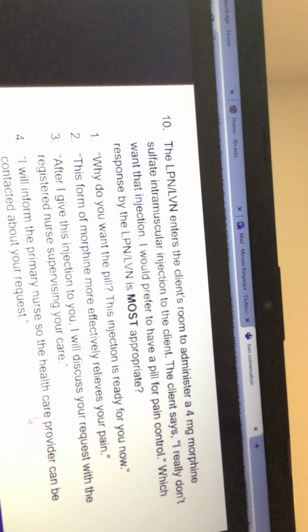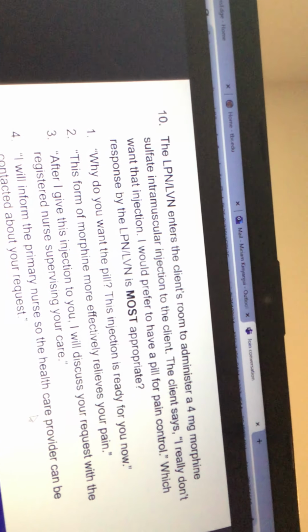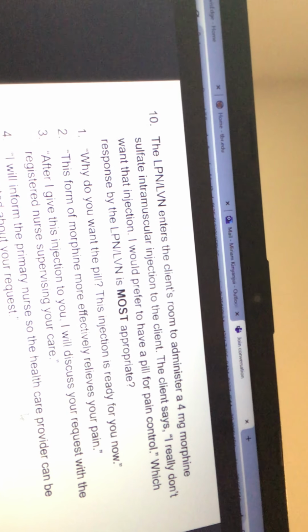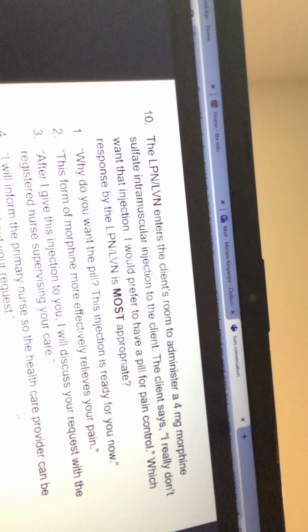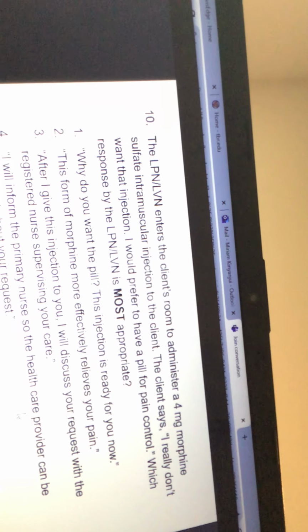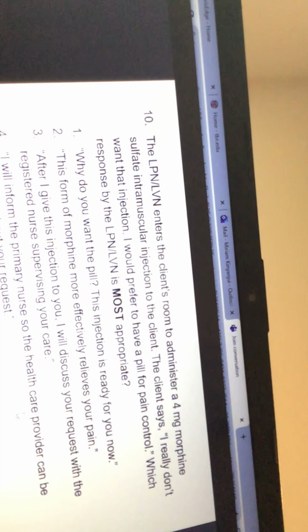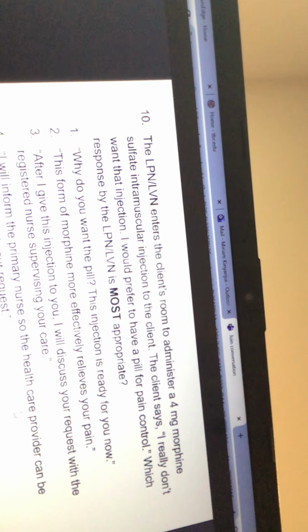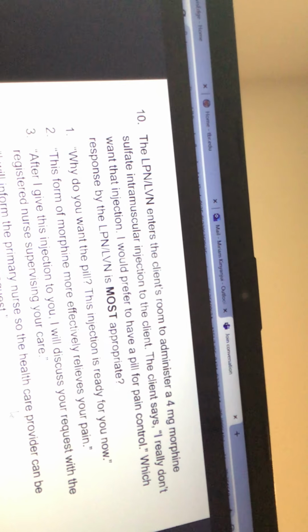The LPN enters the client's room to administer a 4 milligram morphine sulfate IM injection to the client. The client says, I really don't want that injection. I would prefer to have a pill for pain control. Which response by the LPN is most appropriate? What type of question is this? Priority. Very good. We're going to do our decision tree.